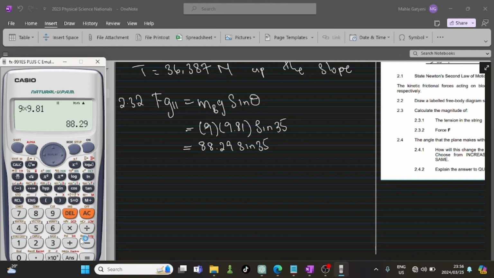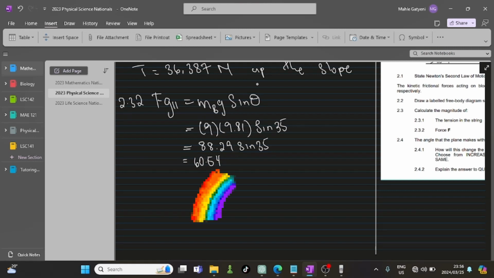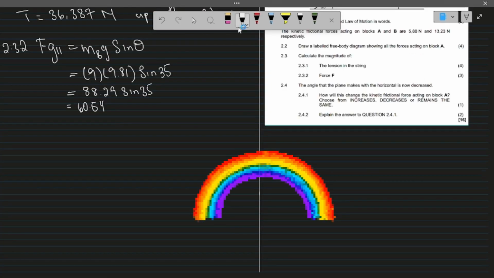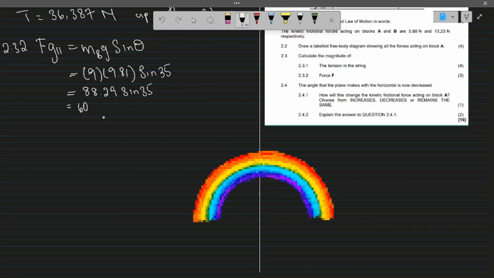So it's going to be 88.29 multiplied by sine of 35 degrees, which is going to be 50.64 newtons. Sorry, not 54, it's 50.64 newtons, guys. So we've actually solved for what?